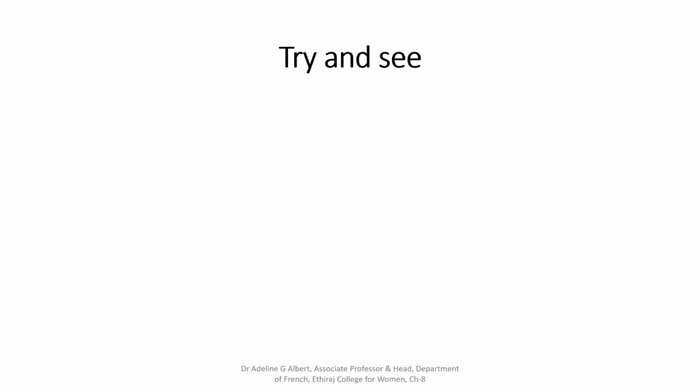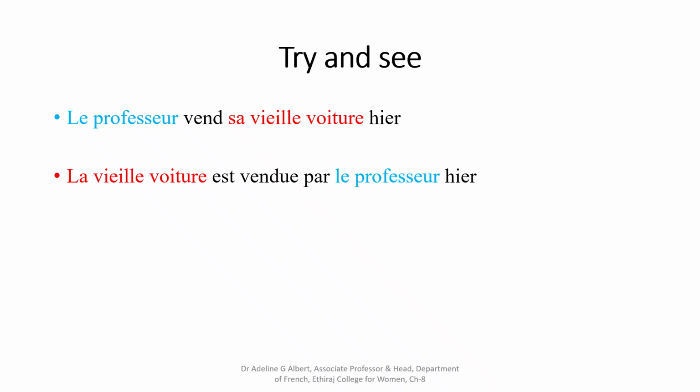Let's try and see now. Let's apply what we've seen. Le professeur, subject in blue, vend sa vieille voiture, object in red. Hier. Hier is a time indicator, leave it where it is, don't shift it. So this is the new sentence. La vieille voiture now is the subject. Vend has become 3 parts, est vendue par, and professeur has become the new object.